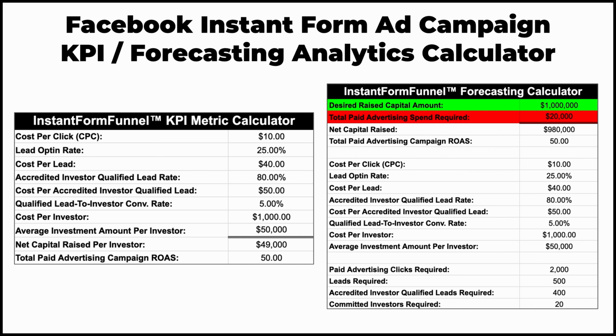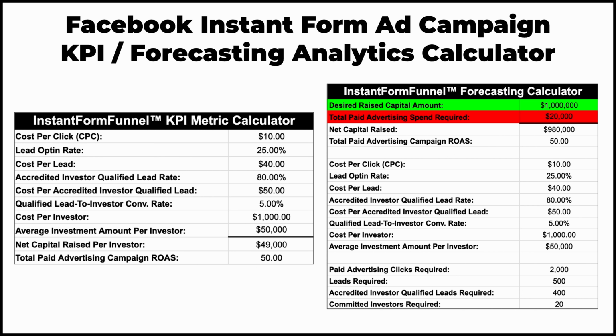And now, based on the KPIs that we input into this forecasting calculator: $10 cost per click, 25% lead opt-in rate, $40 cost per lead, 80% investor qualified lead rate, $50 cost per qualified lead, a 5% lead to investor conversion rate, a $1,000 cost per investor, and an average investment amount per investor of $50,000, we can now forecast that it's going to cost us around $20,000 in order to raise our desired capital raised amount of $1 million. And then we also have our KPI outputs required.